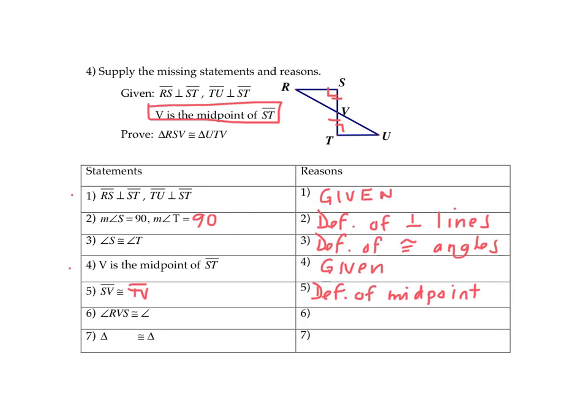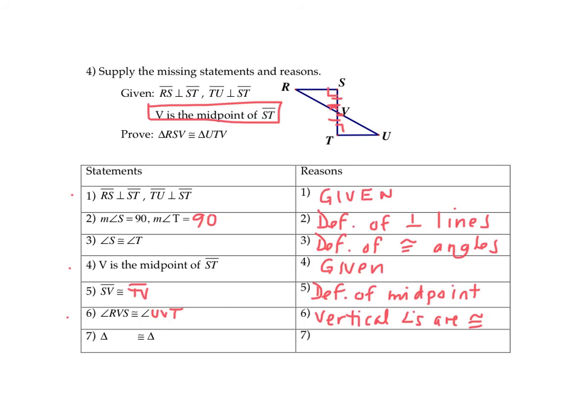In number 6, it says the angle RVS. Well, check it out. Angle RVS is right here. And notice that it's congruent to angle UVT. Okay, so think about that. Why are those two angles congruent? They're congruent because vertical angles are congruent. Okay, use some symbols there just to save some space.